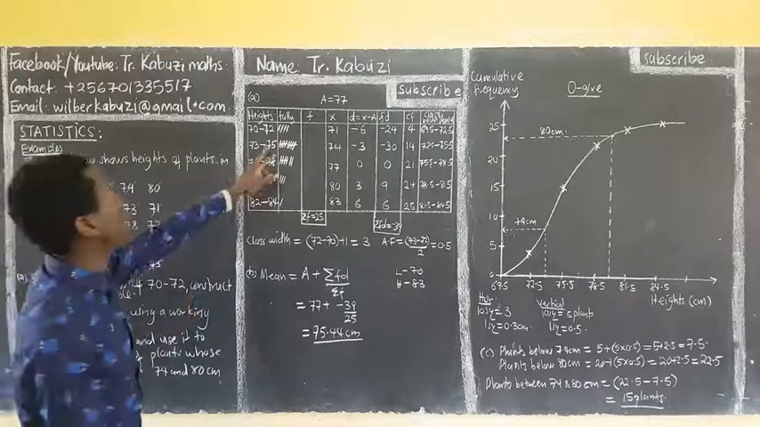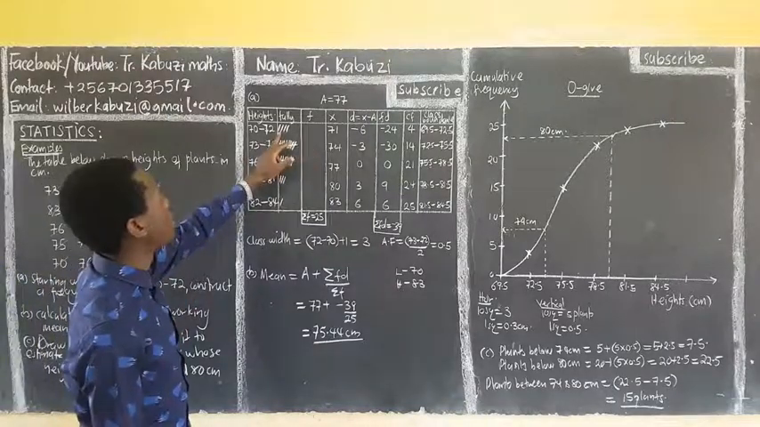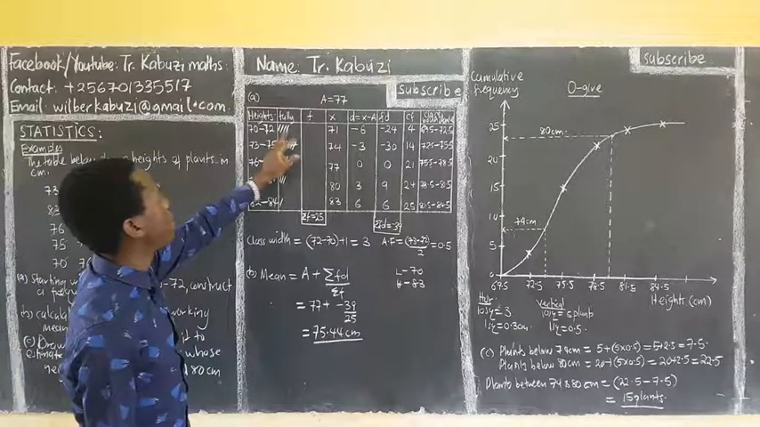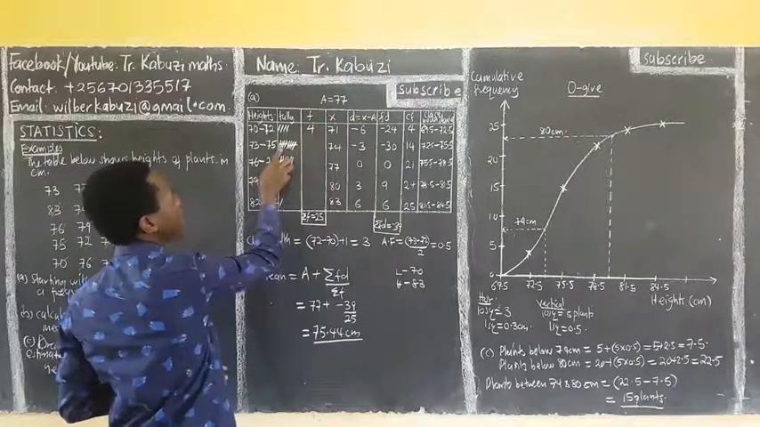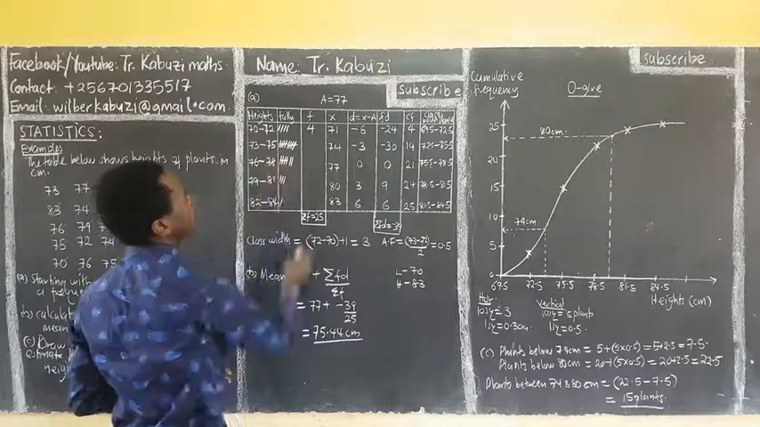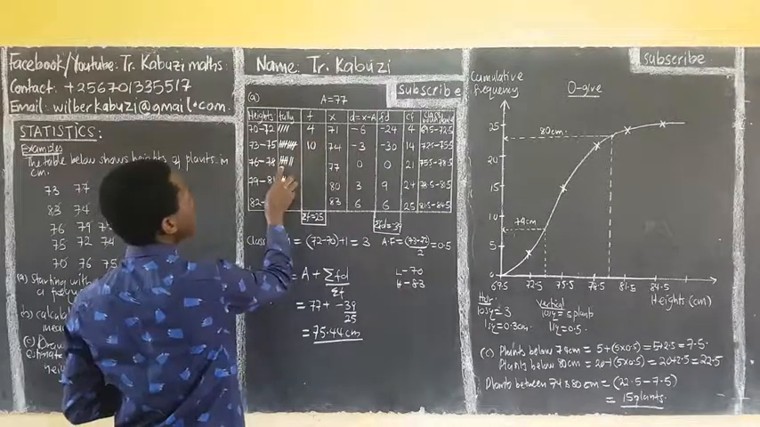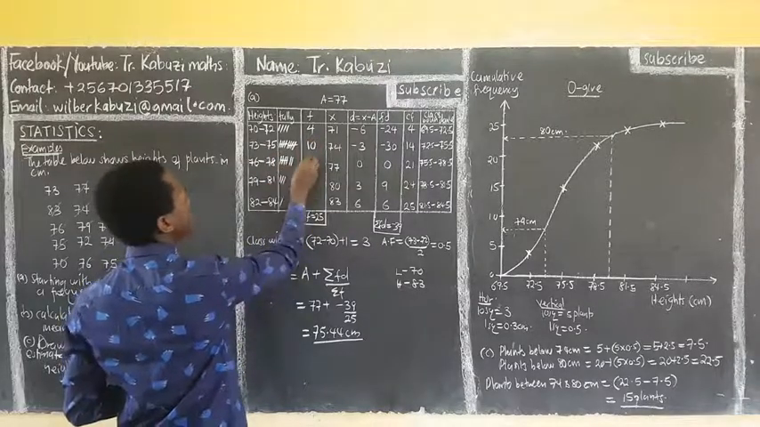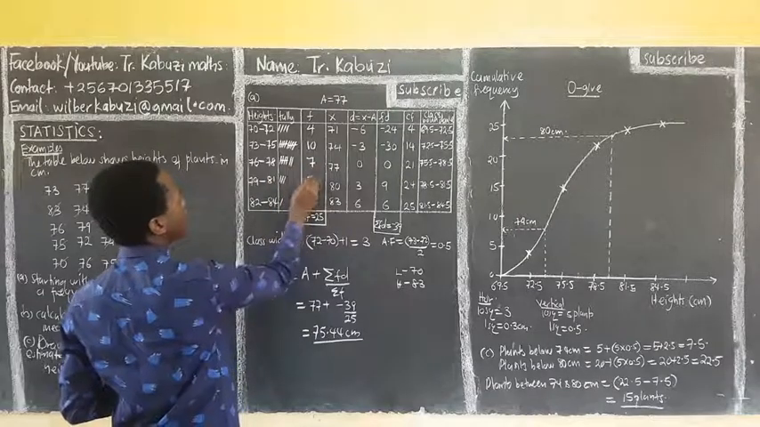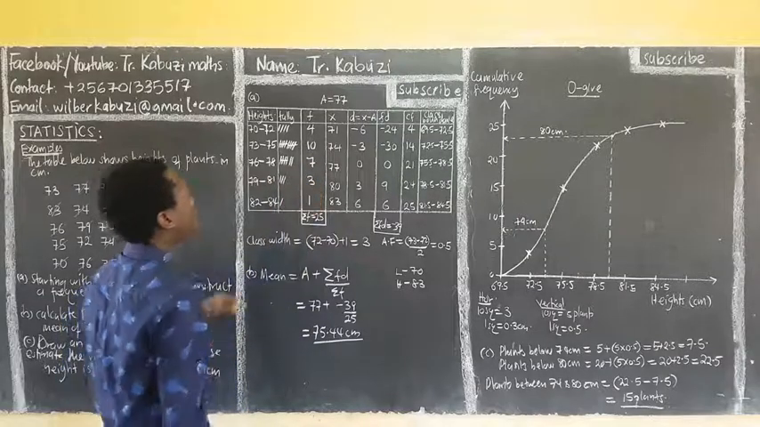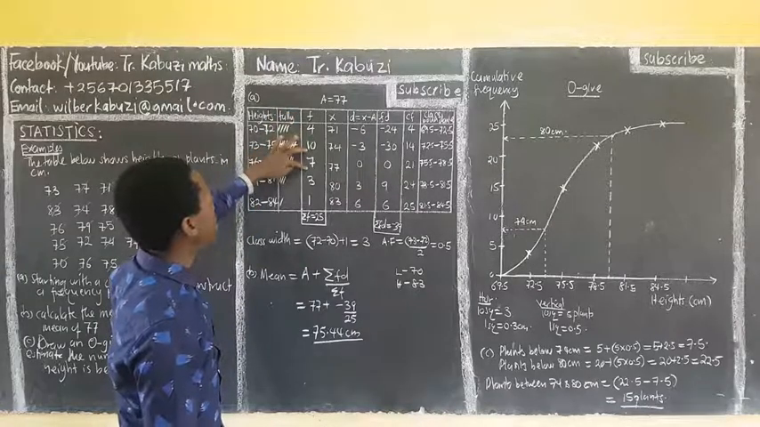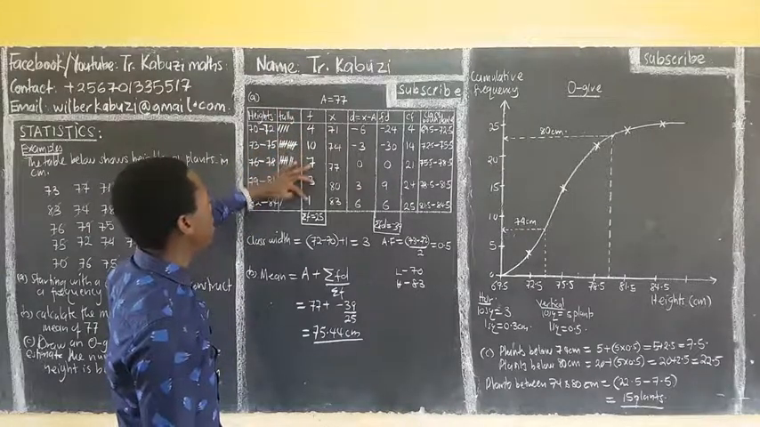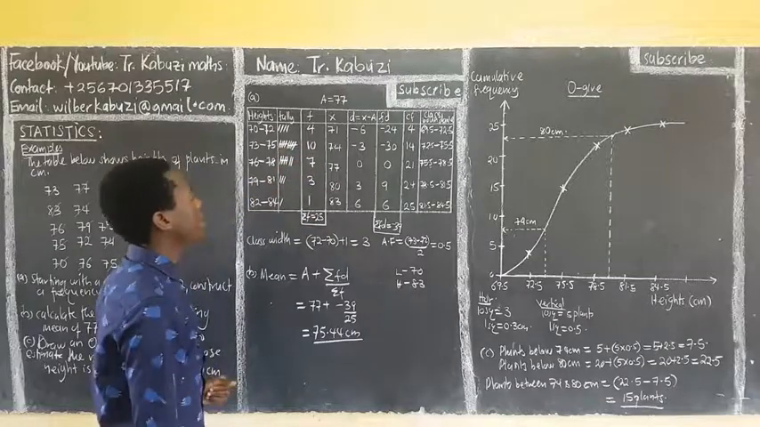Now to get the frequency, you count. You count 1, 2, 3, 4. So the frequency here is 4. When we tally there are 5, so 5 plus 5 is 10. These are 5 plus 2, 7. These are 3, and this is 1. Now when you add, this will be 14, this will be 21, 24, then 25. When you add the frequencies, you get 25.